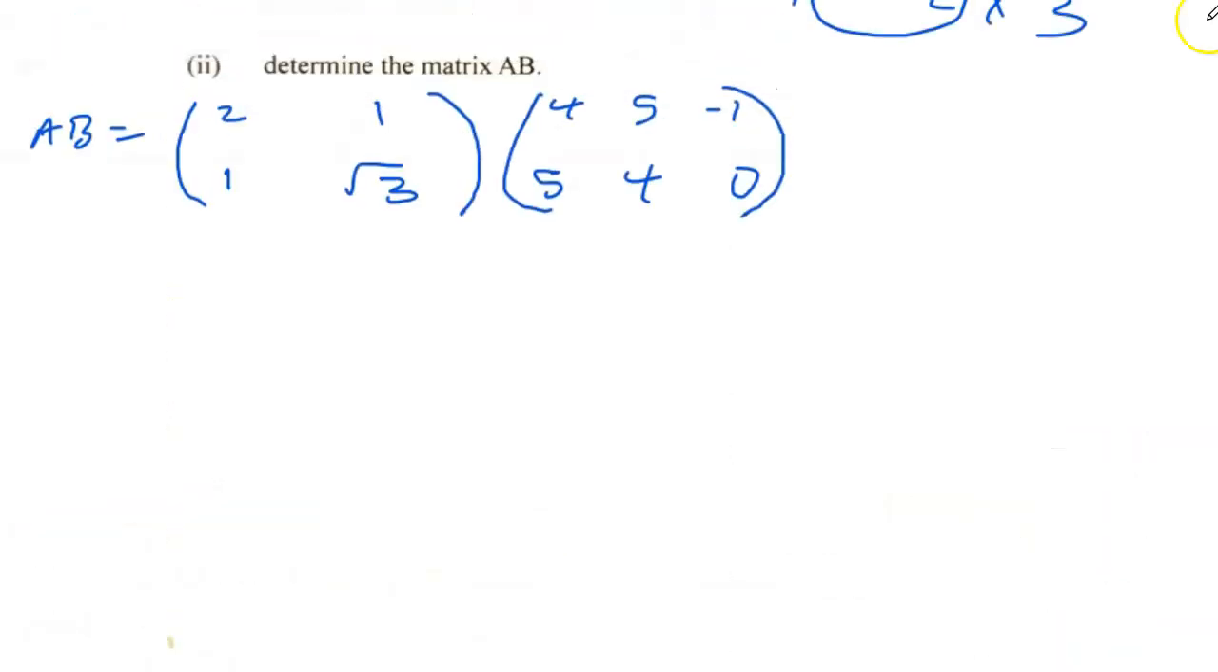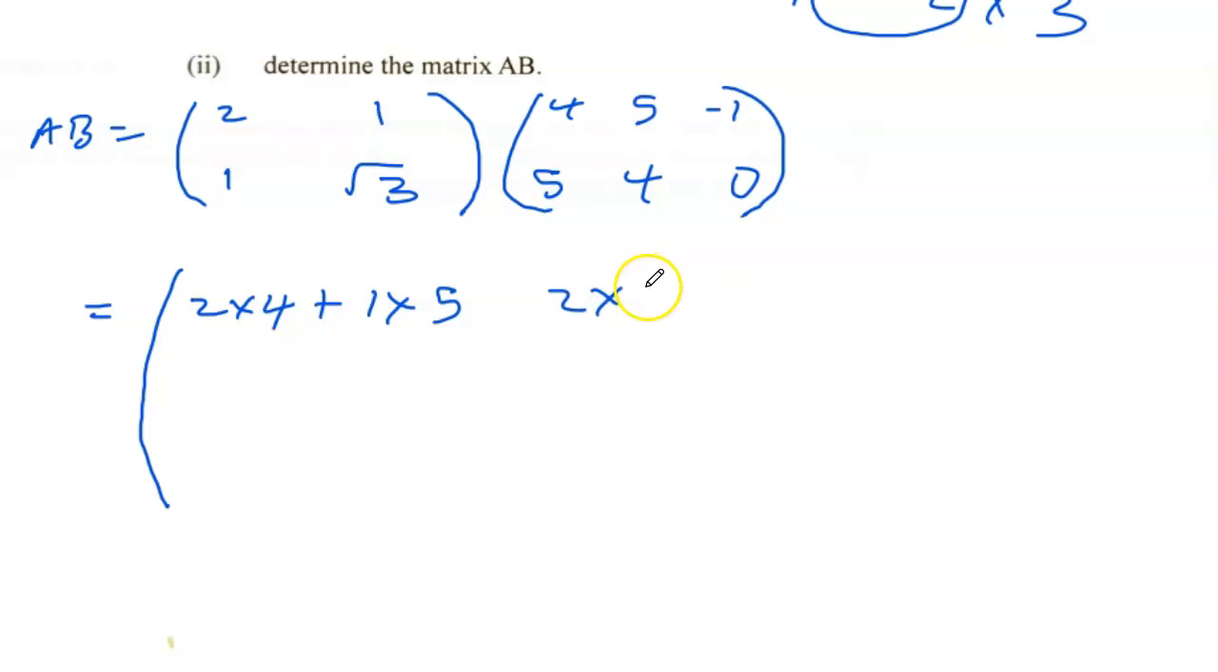Alright? Let's do the multiplications now. So row by column. We apply the first row to the first column. So 2, 1, we apply that to 4, 5. So that's 2 times 4 plus 1 times 5. Then we apply 2, 1 to 5, 4. So that's 2 times 5 plus 1 times 4. Then we apply the same row 2, 1 to negative 1, 0. So that's 2 times minus 1 plus 1 times 0.